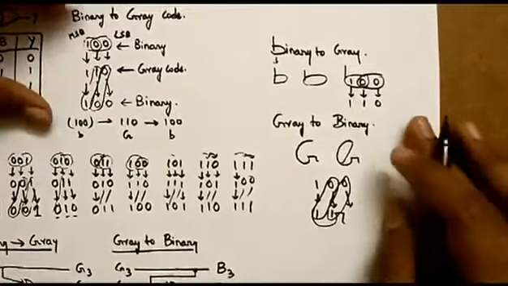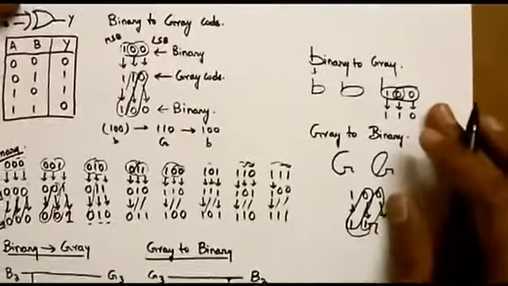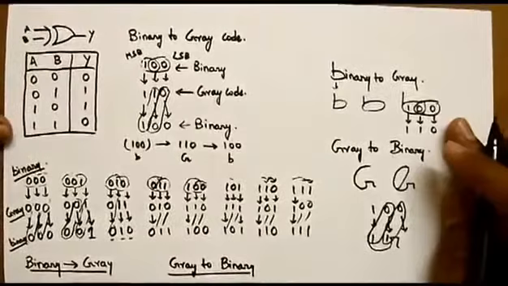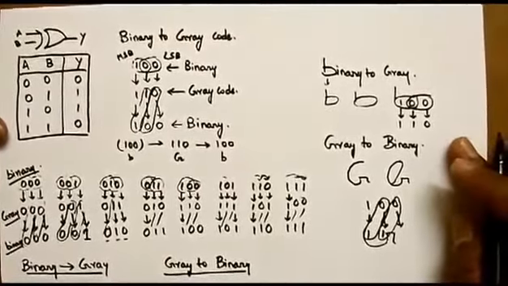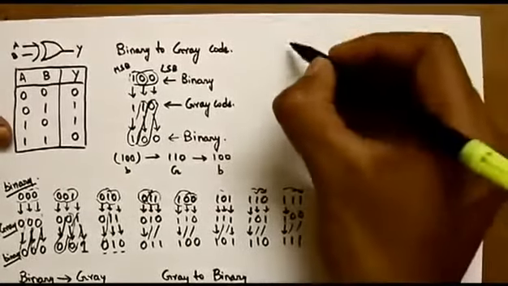Alright guys, so this is how we do conversion from gray to binary and from binary to gray. I will put the scanned copy of this document for your convenience in the below link.